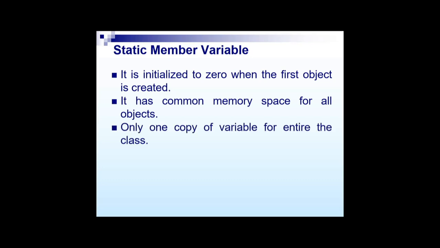Next, only one copy of the variable for the entire class. Means if you declare a variable as static, then it is accessible for the entire class. Next, the static keyword is used. Basically, in front of a normal variable declaration, you have to use the static keyword.